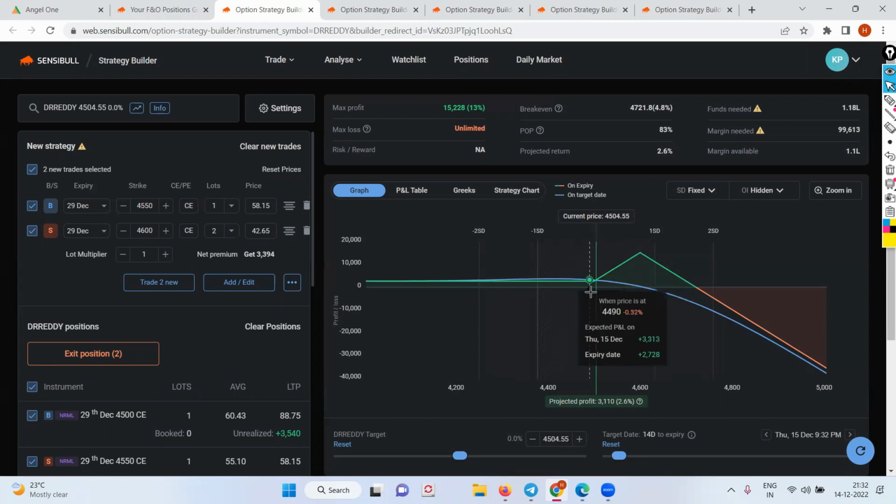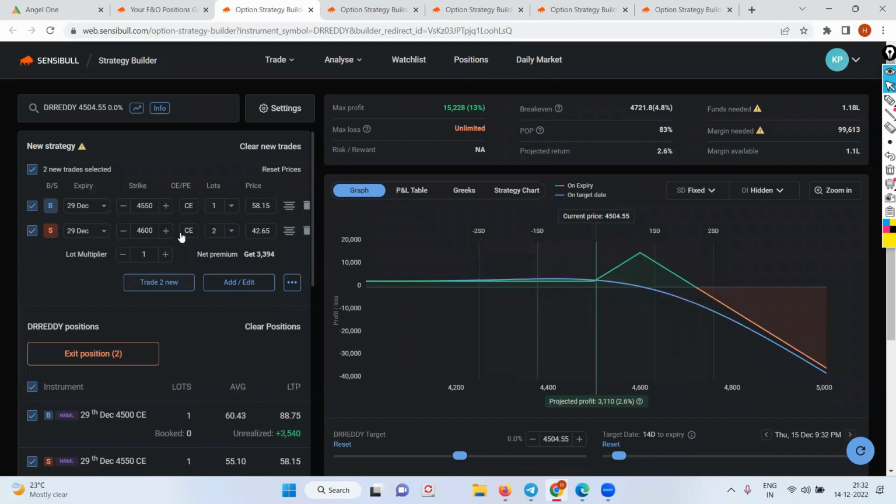Now this is view based. Let's say in Dr. Reddy's you have a sideways view. Even if it goes sideways, you will get 2,700. That's almost 2.5% on your capital deployed, with a potential profit of 13%. Almost like 3%, I believe: 2,700 on a capital of 19,000. I'm getting 3% profit even if Dr. Reddy's makes a downside movement, with a potential profit of almost 13%. But now you have to think, it all depends on your view.